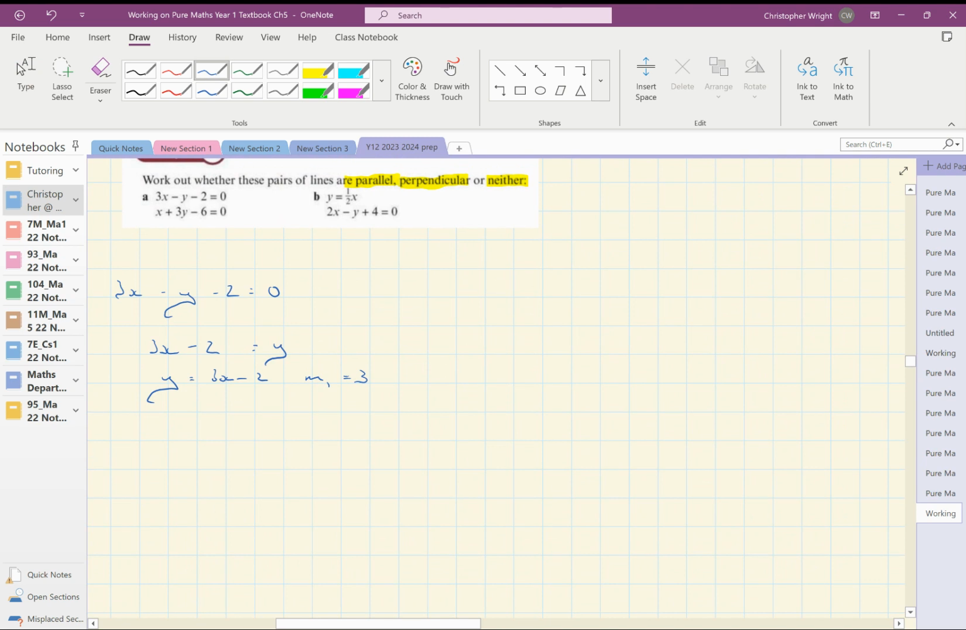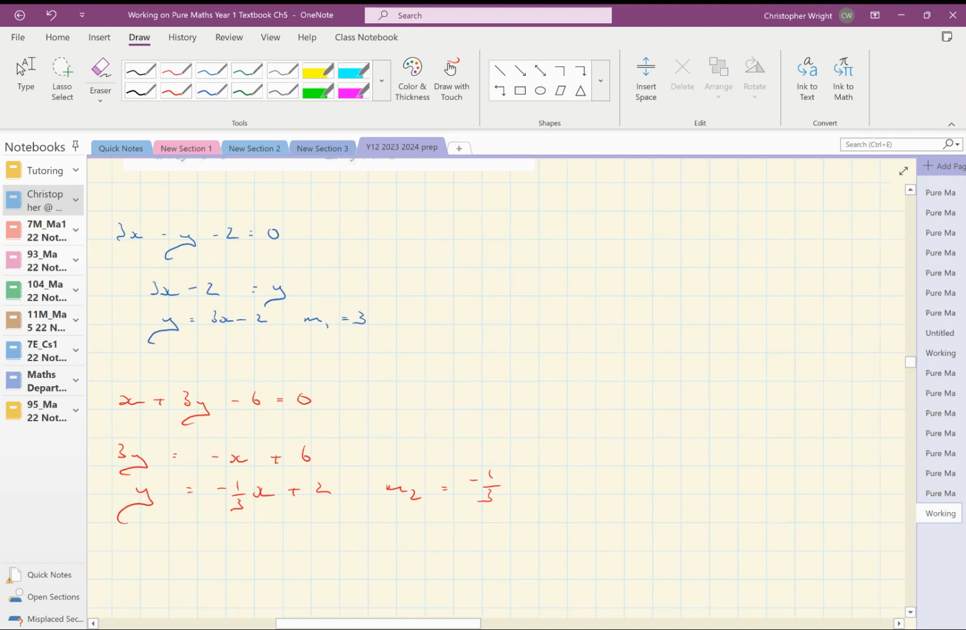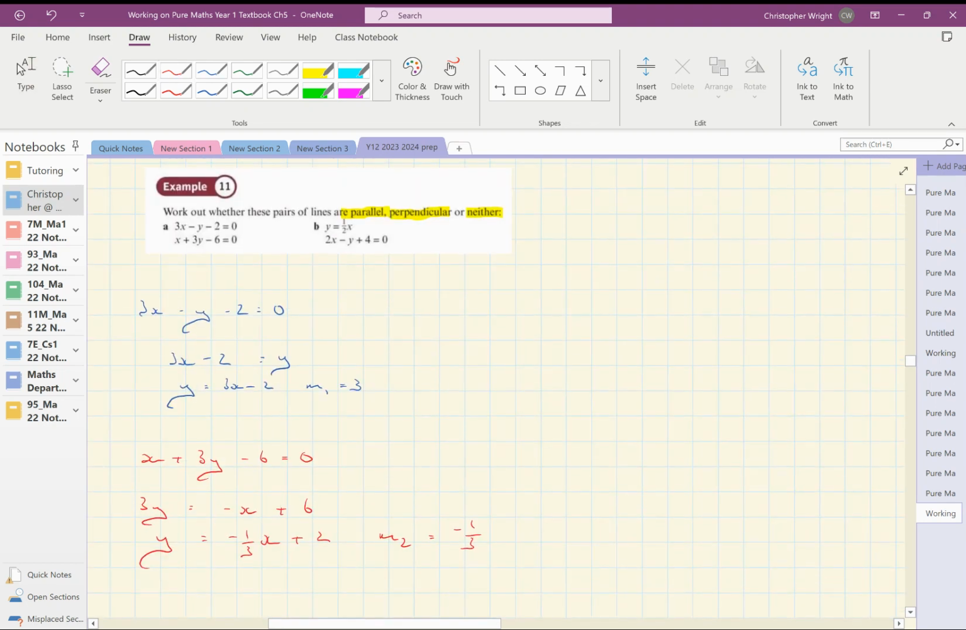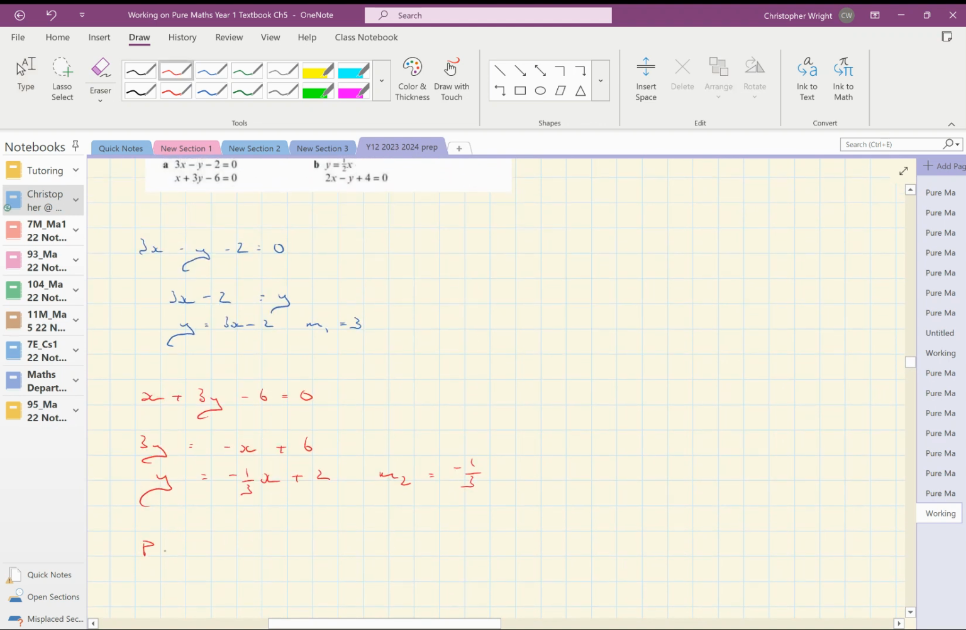Let's have a look at the second line. So the second line is x plus 3y minus 6 equals 0. So I'm going to write that as 3y equals minus x plus 6. Divide both sides by 3. It gives me minus a third x plus 2. And so m2 is minus 1/3. Well, I see that m2 is minus the reciprocal of m1. So the two lines are perpendicular. Perpendicular. So that's A done.